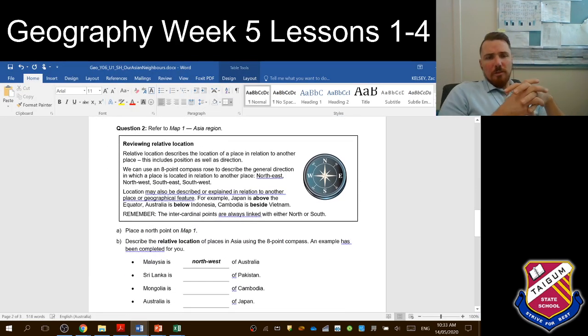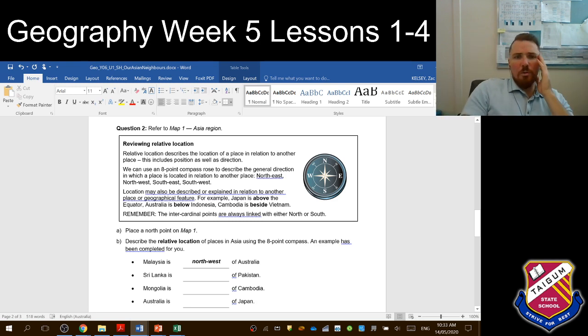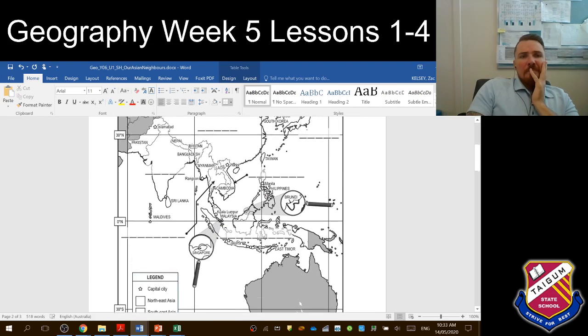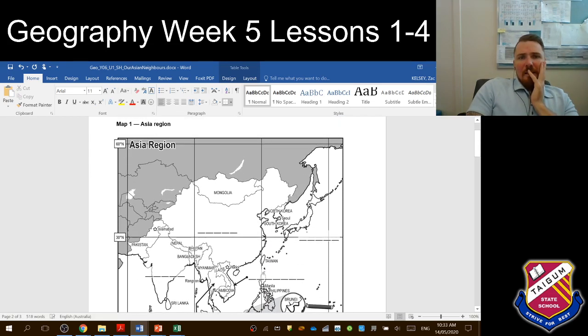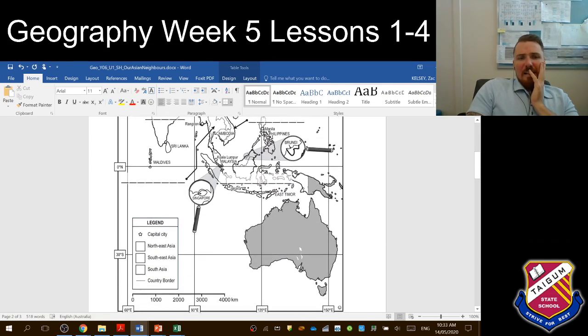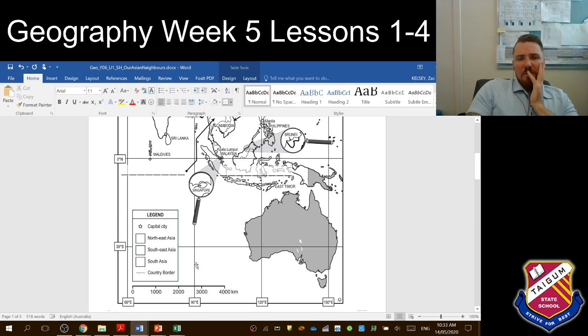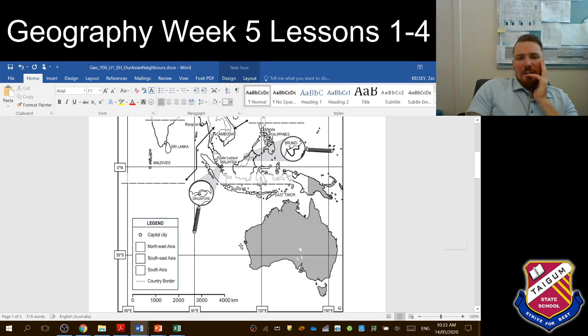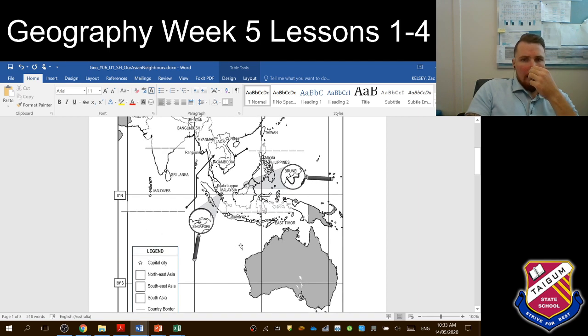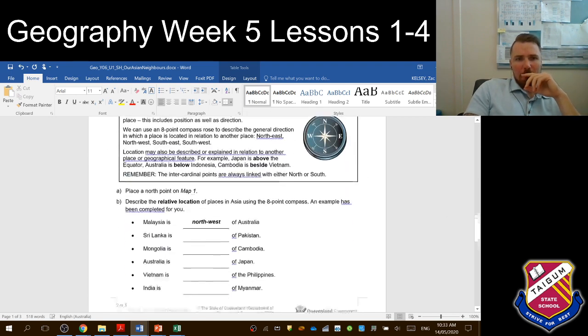Question 2 says, refer to the map. So we're going back up there. Place a north point on map 1. So here we have our map. You need to create a compass that you're going to put, and here would be a good spot, or perhaps down here, and you are actually going to write north and indicate the direction of north.